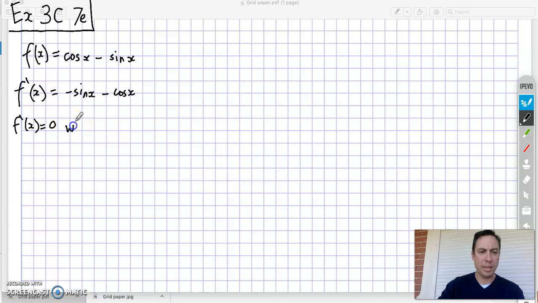So our derivative will equal 0 when, maybe we write sine x equals minus cos x. We could do that. Now I'm seeing a situation here where we could do a sine divide a cos. If I divide this by cos of x and divide this by cos of x, right?